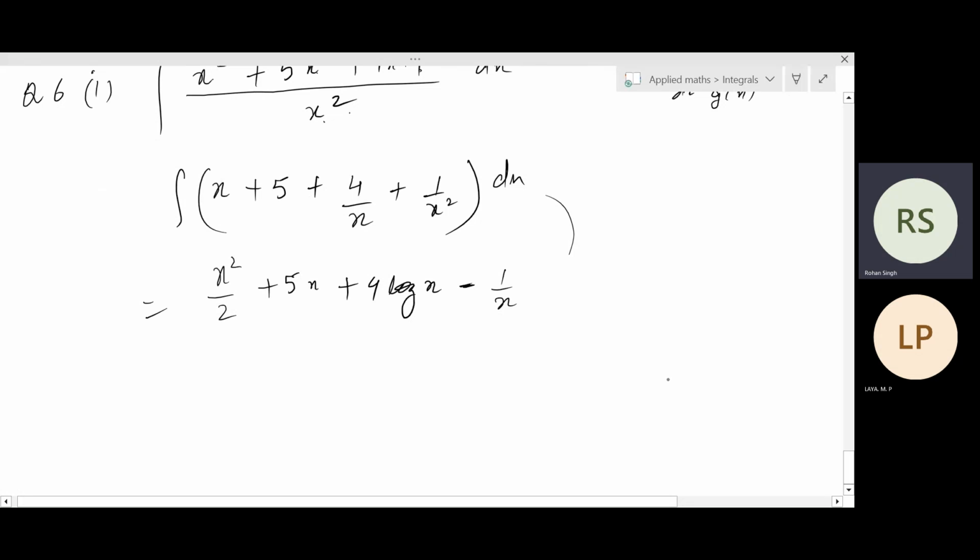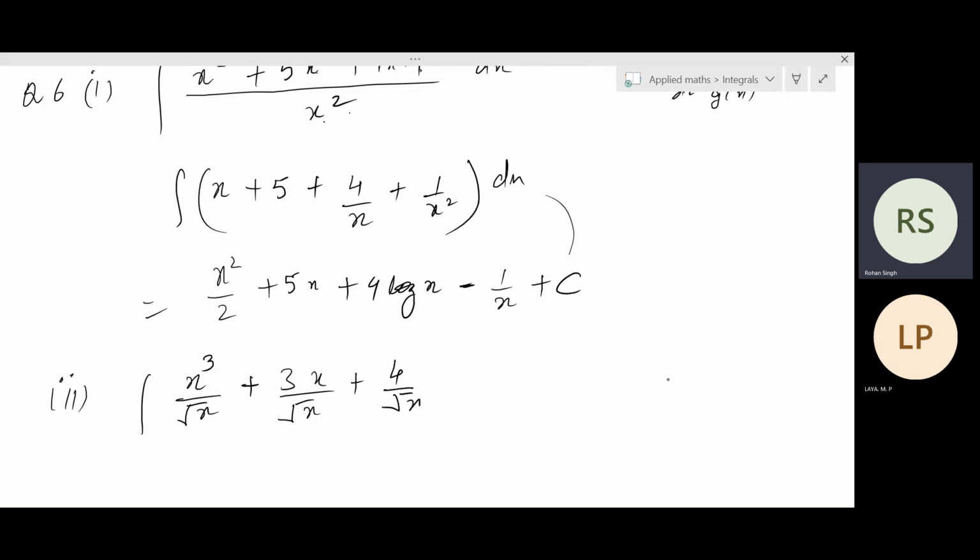Okay, so this will be the final answer. Just add c. Same thing we can do in the second also, right? Instead of dividing by x square, we just have to divide by square root of x. So let's do this. The first term will be x cube by square root of x. Next will be 3x over square root of x. Then we'll have 4 over square root of x.